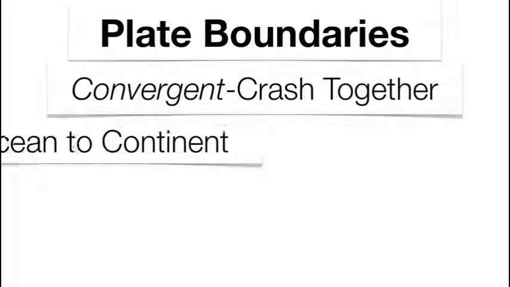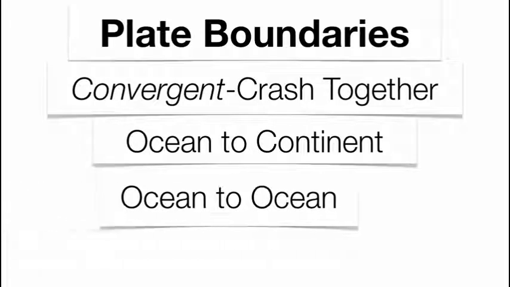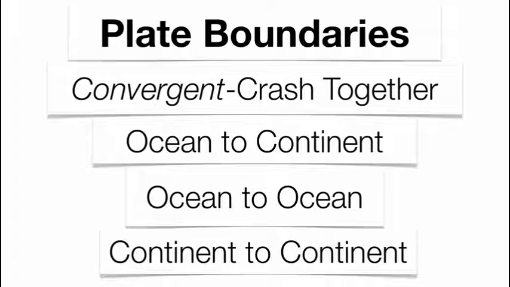So when we talk about convergent plate boundaries, we're dealing with three different types: ocean to continent, ocean to ocean, or continent to continent. So let's take a look at some of the geologic features. We're going to start off with ocean to continent.